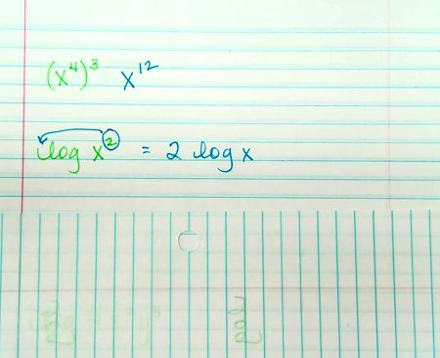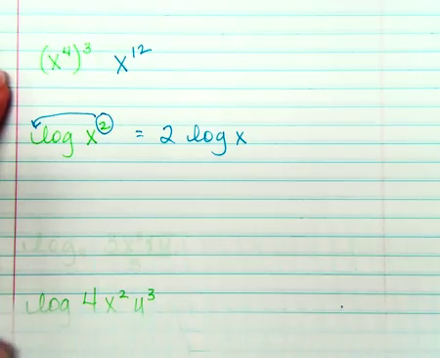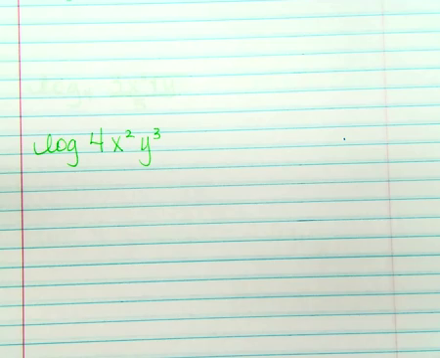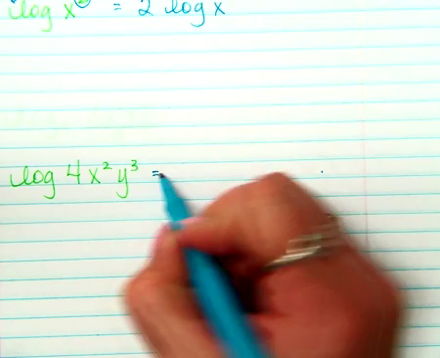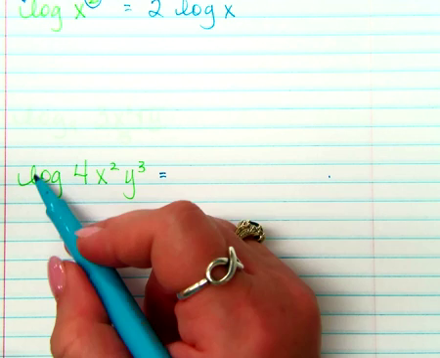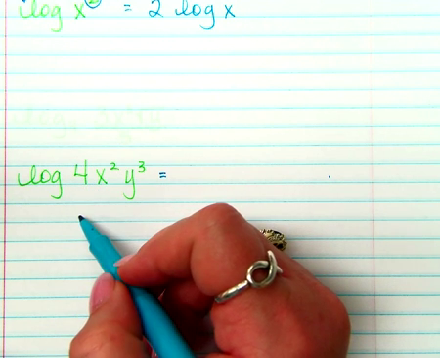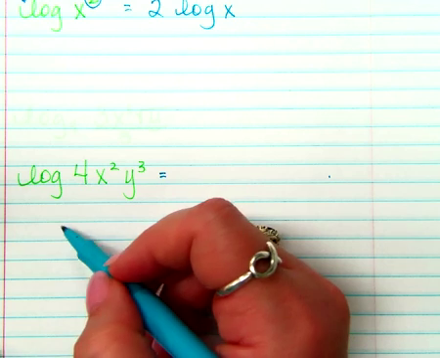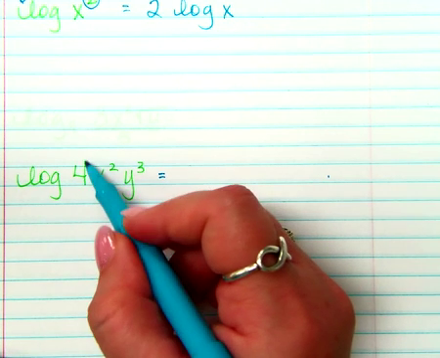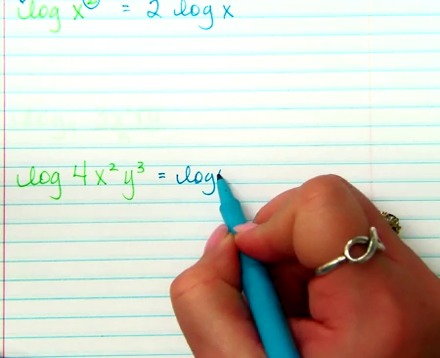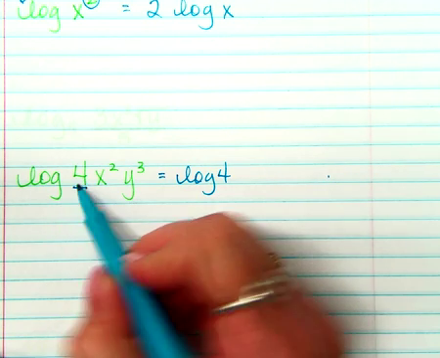Now it's only going to come down in front of what it's a power of. Okay? For example, if you have this sort of question, what am I going to write first? Do I write log of 4, or do I write 2 log of 4, or 3 log of 4? Just log of 4, right? Because is 4 being raised to an exponent? No. So I write log of 4. That takes care of that first term.